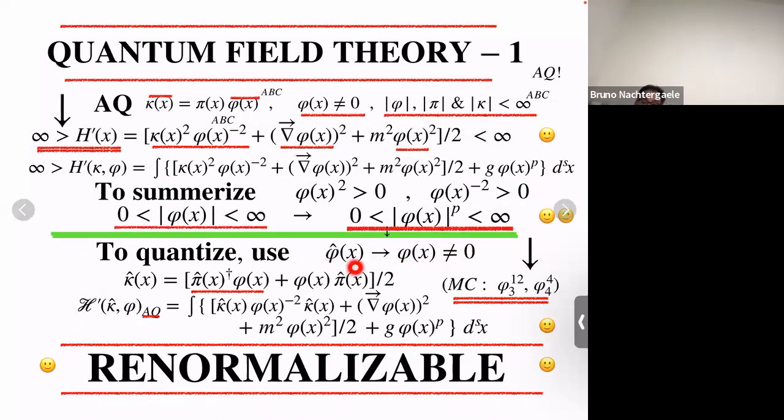And to quantize things, we use the Schrodinger representation and put kappa and pi first, phi on kappa, phi on pi, with kappa self-adjoint. Our Hamiltonian for the affine quantization has kappa surrounding phi to the -2 here and there, and the rest is Schrodinger state.